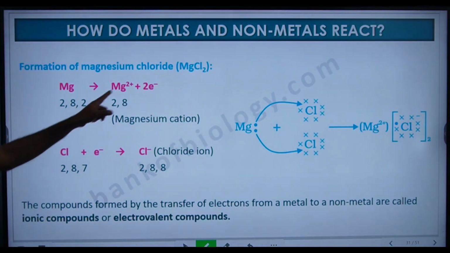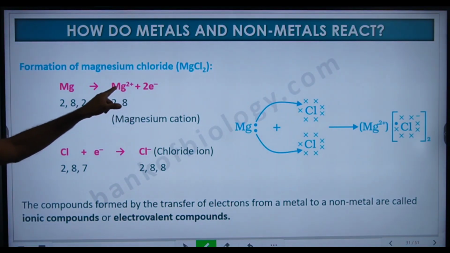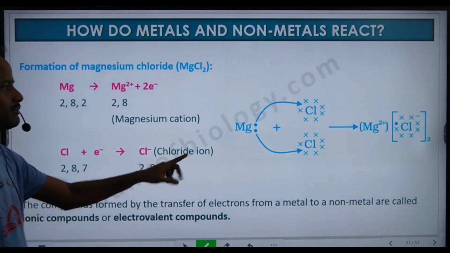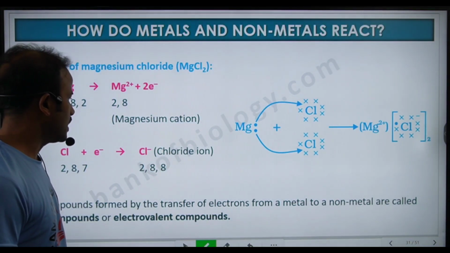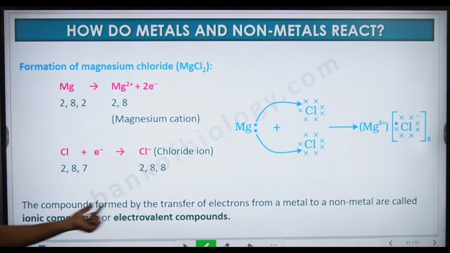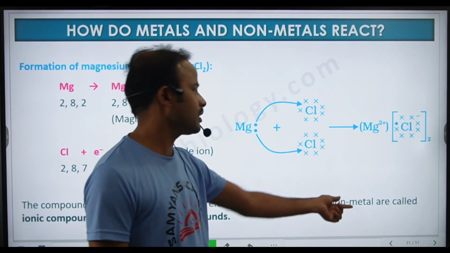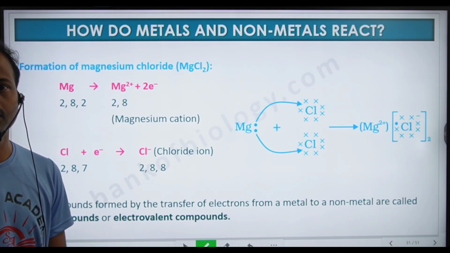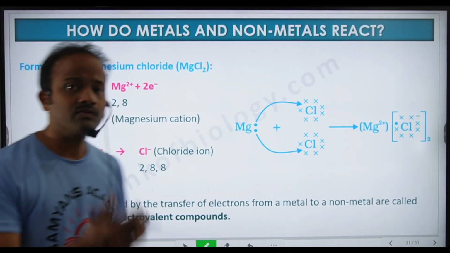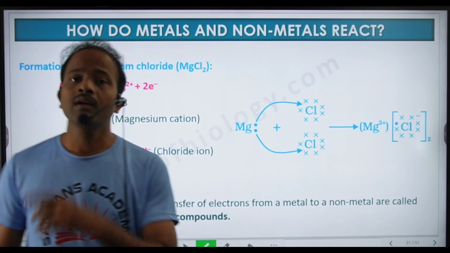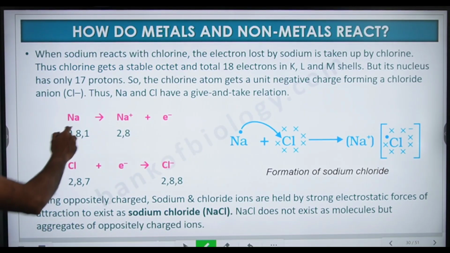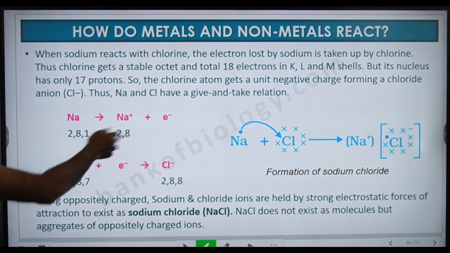Now you see, magnesium after removal of 2 electrons forms the magnesium 2 plus ion, and chlorine after accepting an electron forms the Cl minus ion, right? The compounds formed by the transfer of electrons from a metal to a non-metal are called ionic compounds or electrovalent compounds. Then how do you define an ionic compound? The transfer of electrons takes place from where to where? Metal to non-metal. In the case of sodium, sodium gives its electron to chlorine, so electron transfer takes place from sodium to chlorine.